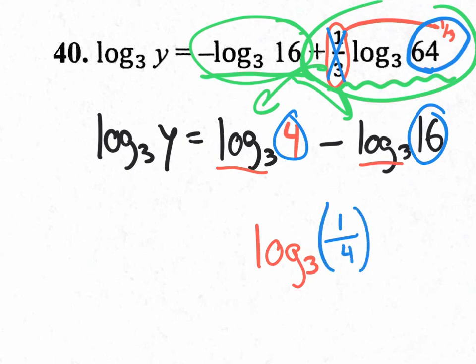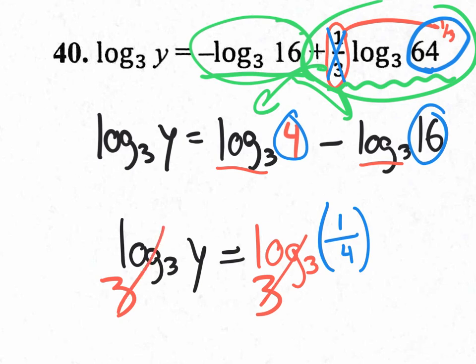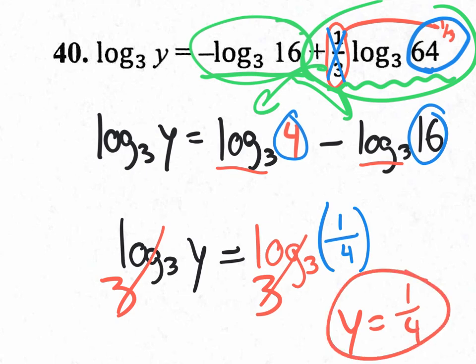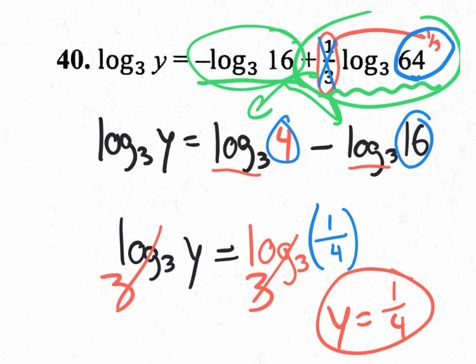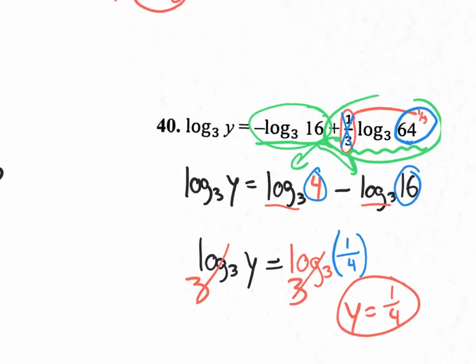So you have log base 3 of 1/4 equals log base 3 of y. And you raise both sides of this to become powers of base 3. That way it cancels out, and you'll get your final answer, y equals 1/4. And that's it. That's as hard as it gets.